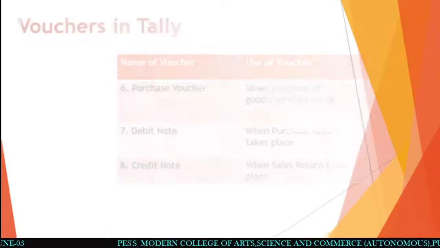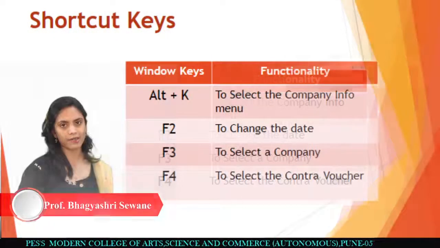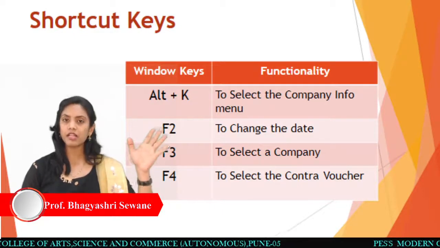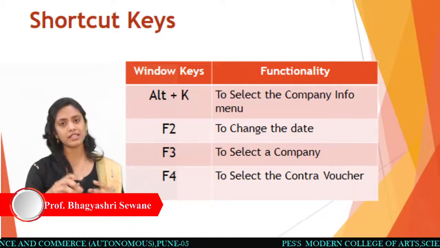Okay, so these are the vouchers in Tally we have seen. Now some of the shortcut keys we have. Okay, some of the shortcut keys are there, likewise Alt plus K, as we have already learned in the fourth chapter. These are some of the shortcuts.